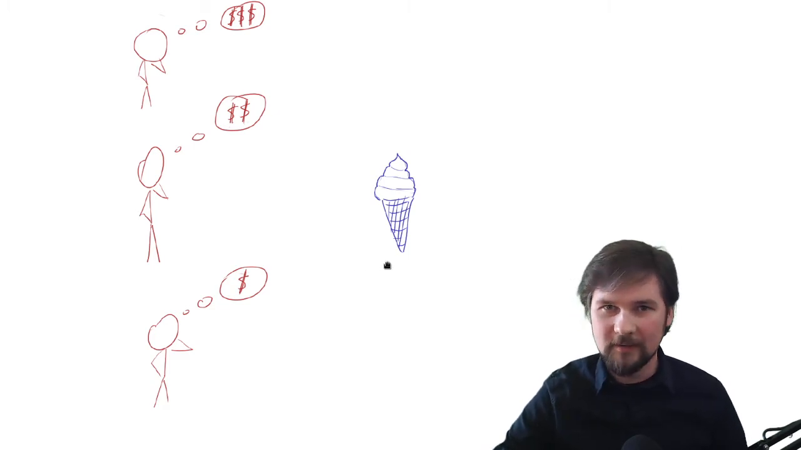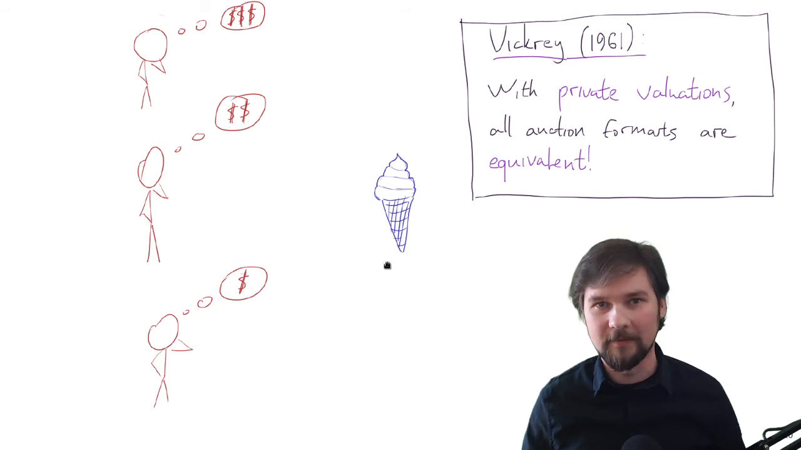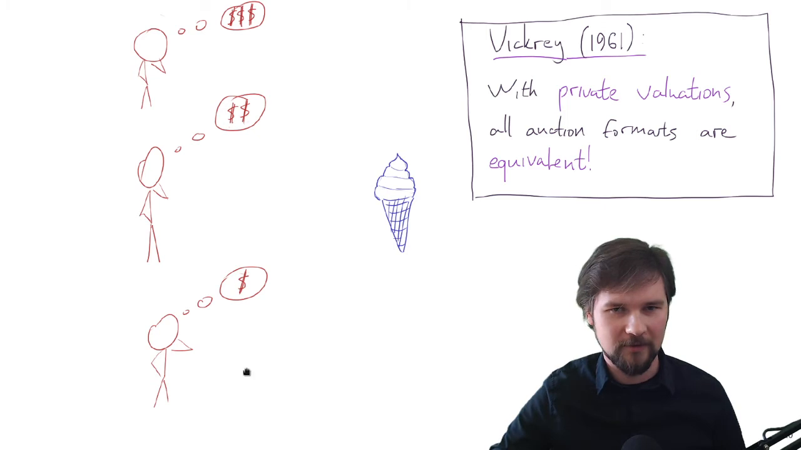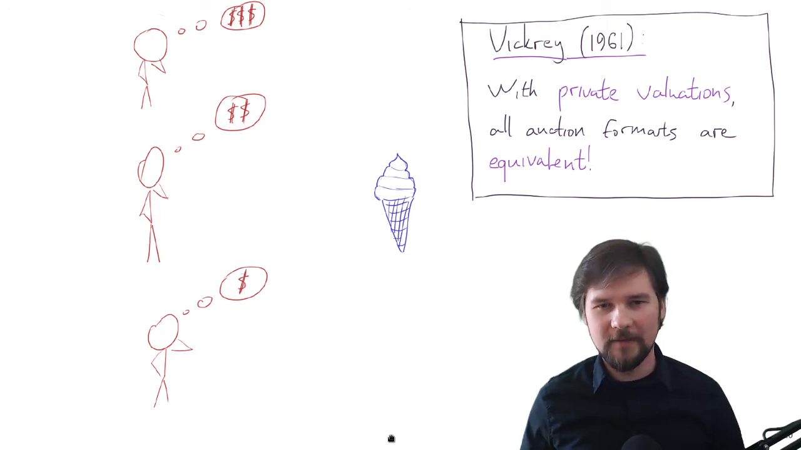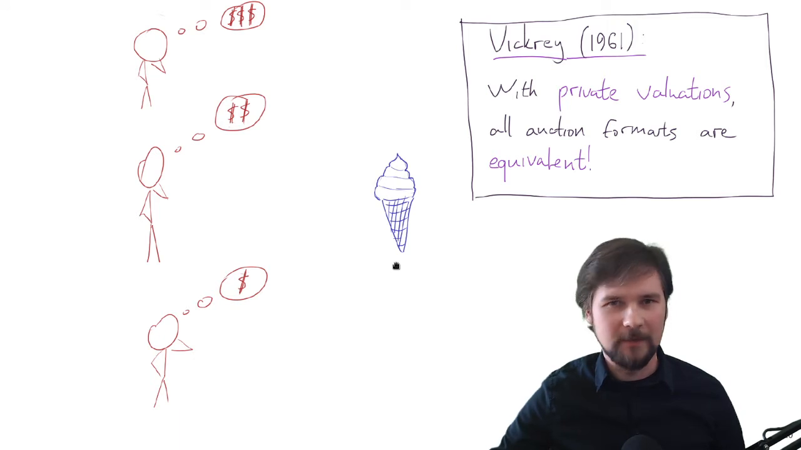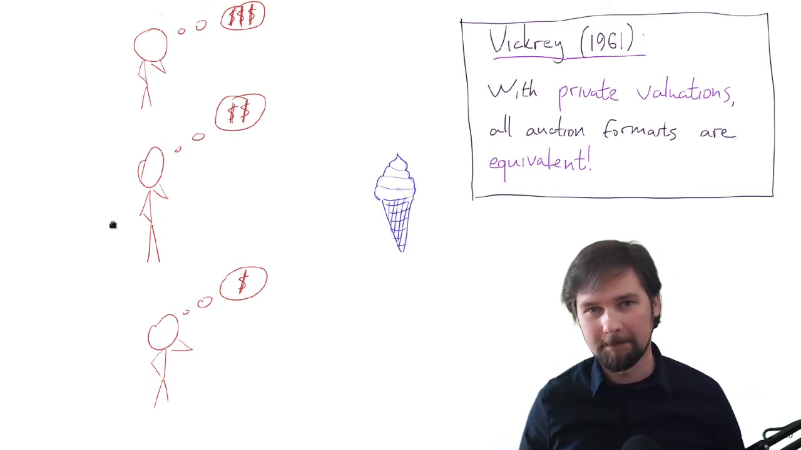And the result that Vickrey obtained said that with private valuations, all auction formats are equivalent. So it does not really matter how you organize this auction. Sealed bid, open outcry, I don't know, standing on one leg. In all of these auction formats, the expected revenue of the auctioneer would be the same, if the auctioneer values standing on one leg, that is. And the expected utilities of the participants would also be the same.